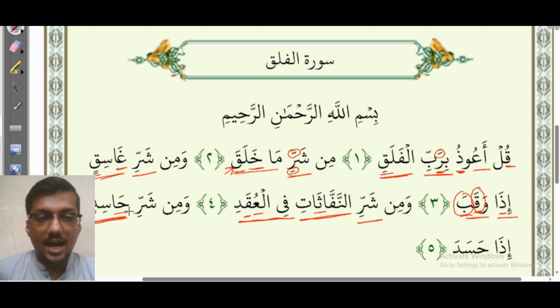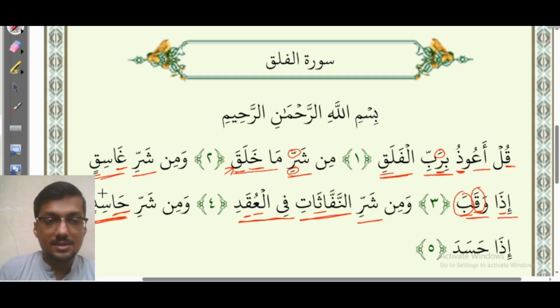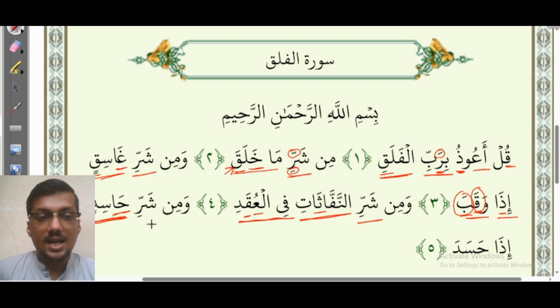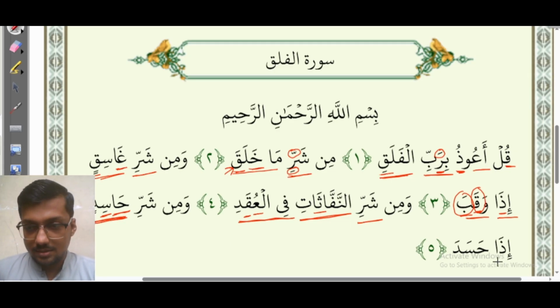حَاسِدٍ. Ha is a throat letter. We have to read it from the throat and with a proper sound. We have to avoid mixing the sound of this letter with the other Ha, which is also a throat letter but has a different sound. It's a Ha. Hasidin. Next letter is Sin with a sharp sound. Si. Hasi. Hasidin.